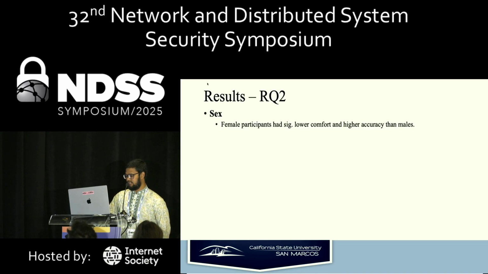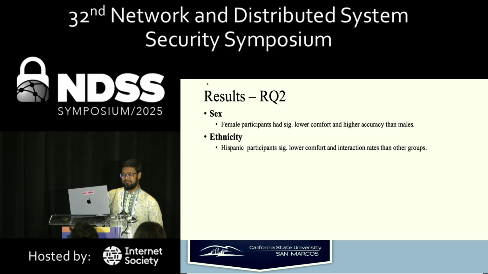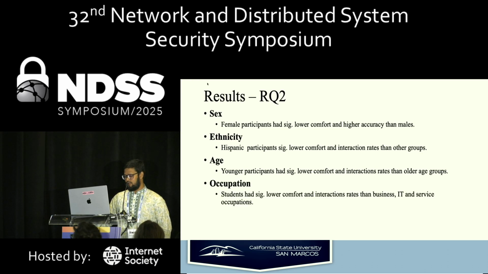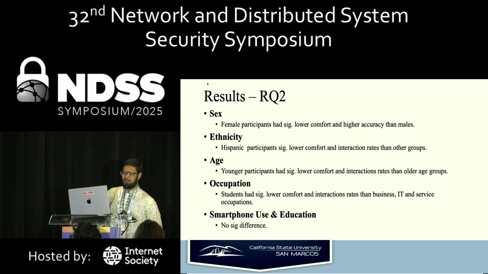Now the second question answer, please don't take it personally. We have some demographics. Female participants had significantly lower comfort and higher accuracy than males. For ethnicity, Hispanic participants had significantly lower comfort and interaction rates than other groups. Younger participants had lower comfort and interaction rates than older people. For occupation, students had significantly lower comfort and interaction rates than business and IT people. We did not find any significant relationship with smartphone use or the education level of those who participated in our study.